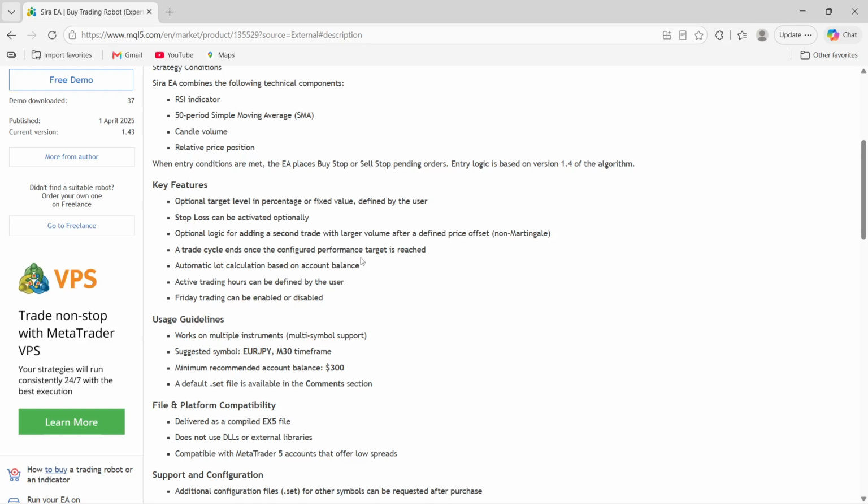Automatic lot calculation based on account balance. Active trading hours can be defined by the user, and then Friday trading can be enabled or disabled.